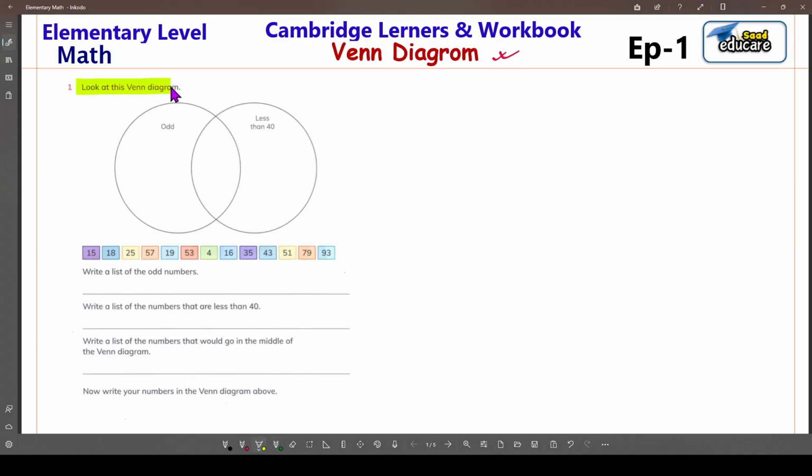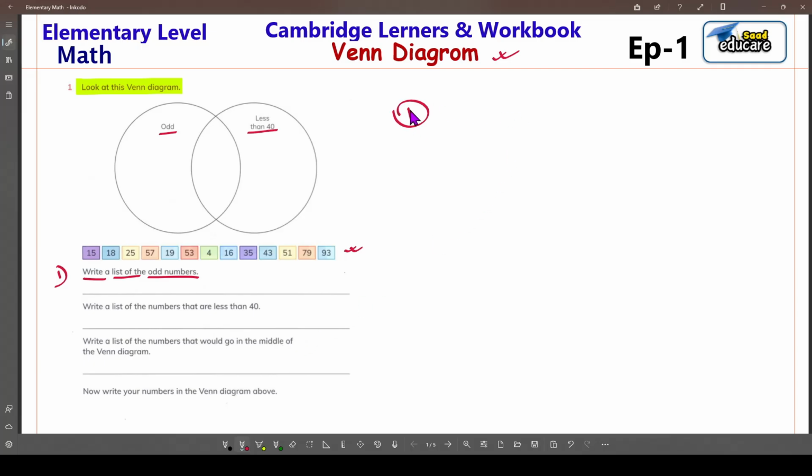Look at this Venn diagram. Here are two circles. One is odd, another one is less than 40, and here are some numbers. Our first question: write a list of the odd numbers.